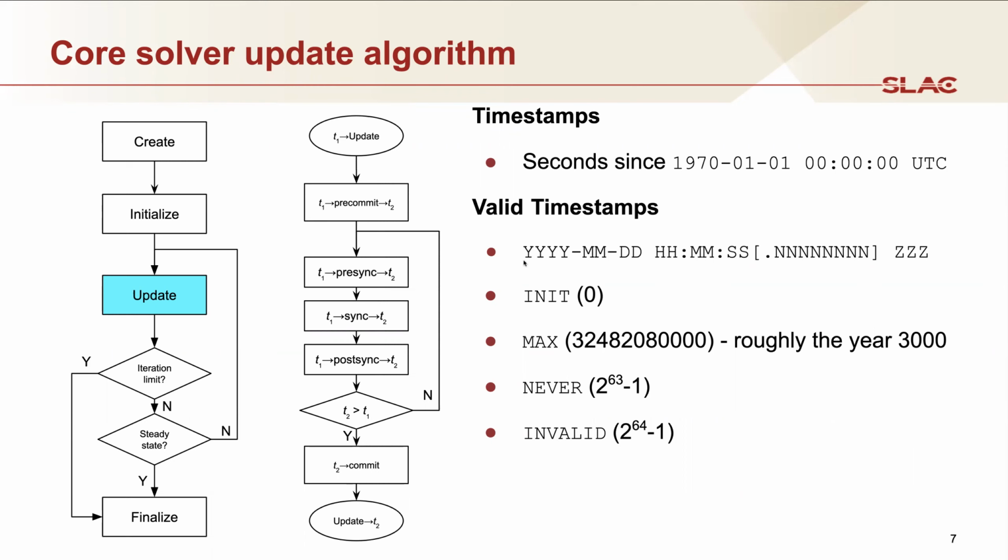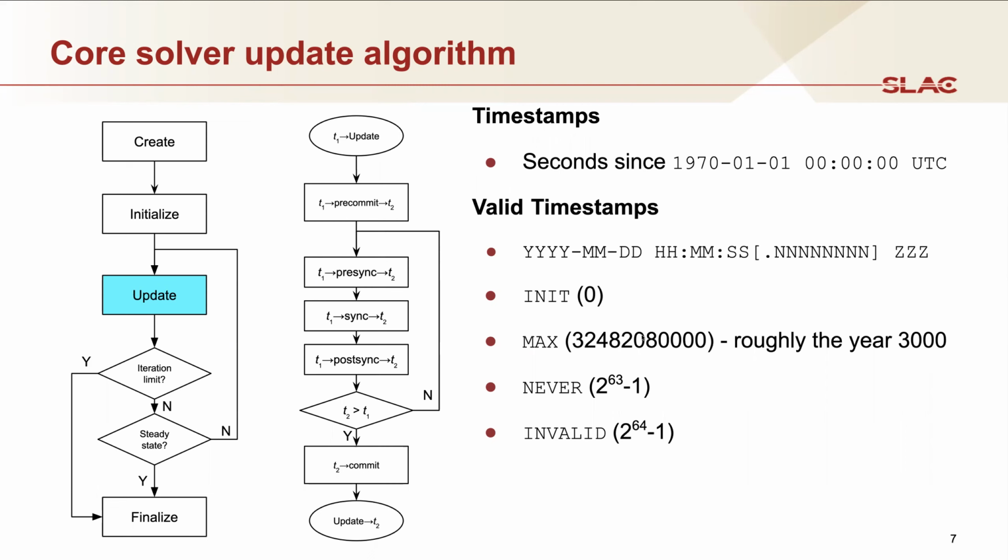Valid timestamps are basically the form that you see here, one of the ISO forms. An init value just means 0, which corresponds to 1970 midnight at UTC. The max value for a valid timestamp is this quantity right here. Any value greater than that isn't valid and would not be recognized. This corresponds to approximately the year 3000. I have no idea why we chose this specific number.